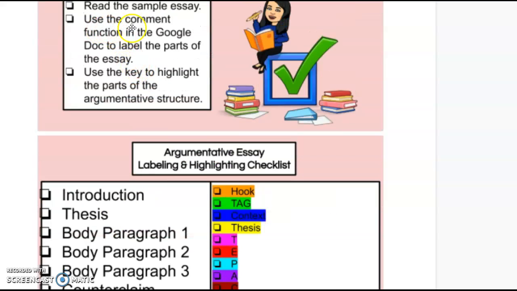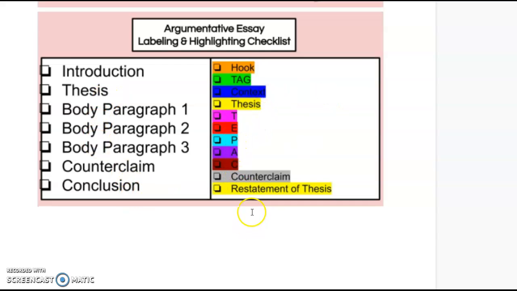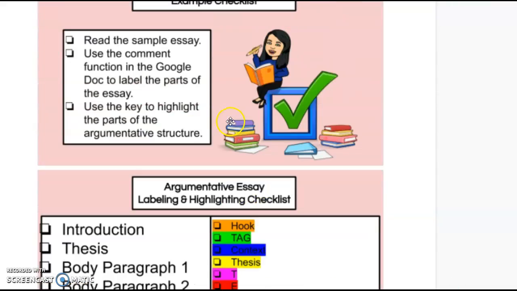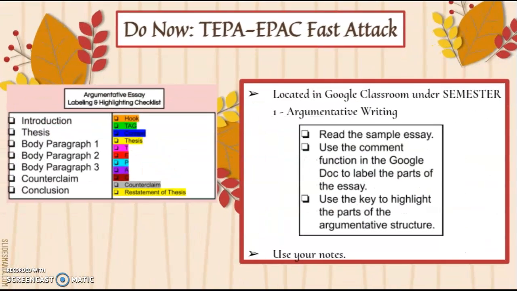We have already used the comment function in Google to label this part of the essay. Now you just need to label this bottom part and use TPAC, counterclaim, and restatement of thesis. And that's what you're going to be doing all week as a do now to help us break down argumentative essay structure. So that's just our do now. That's just the first 10 minutes. Some of you are like, that's a long 10 minutes. I know, chicos, but again, it's to help you break down those simple structures.